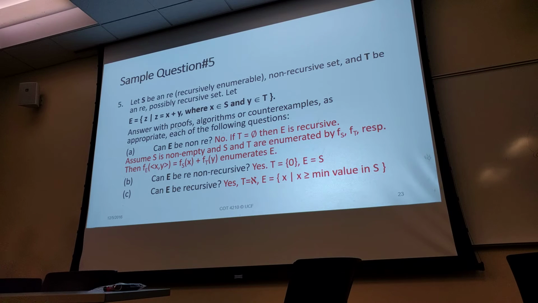I said S is non-recursive. The empty set is decidable. So I didn't have to worry about S being empty. It can't be empty. But I said T could be decidable, in which case I have to worry about the possibility that it's empty. But if it's empty, what is E? Empty. Because if you add all the elements from the empty set with another set, you get back the empty set. Because there's nothing here to do. If you do the product, what do you get back? Nothing.